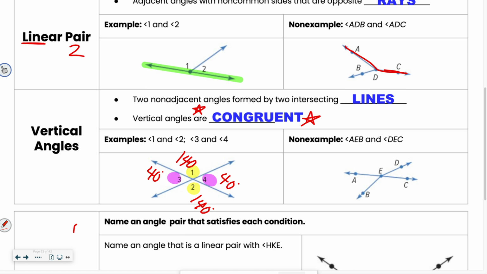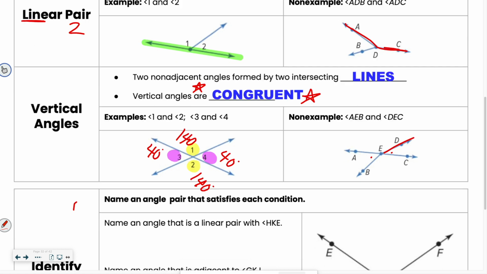If we look at our non-example here, why aren't these two angles vertical? The lines aren't straight. Yeah, this isn't a straight line right here. Again, it's kinked. They have to be made by straight intersecting lines. Perfect.